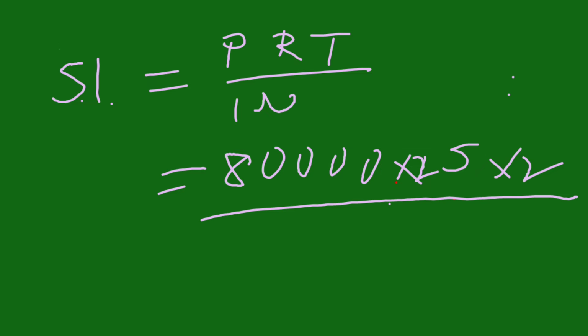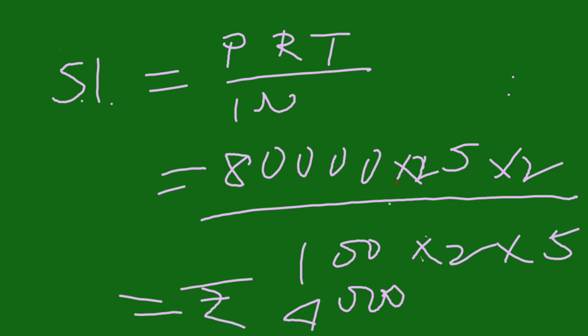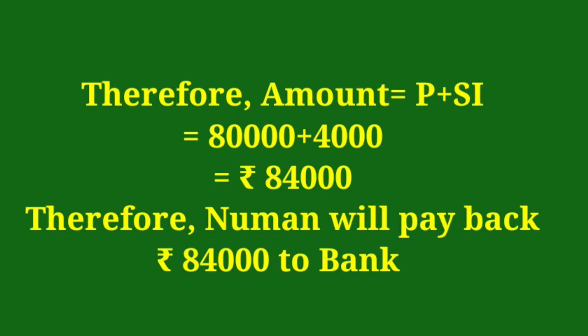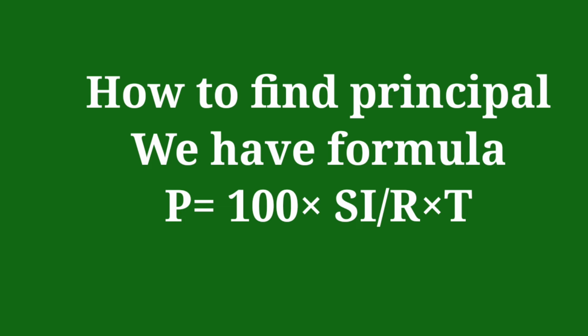You can see. So rupees 4,000 is the simple interest. So he has to give back this 80,000 plus 4,000. Here is the thing. Therefore, amount equals principal plus SI. So 80,000 plus 4,000, so rupees 84,000. Therefore, Numan will pay back 84,000 rupees to the bank.